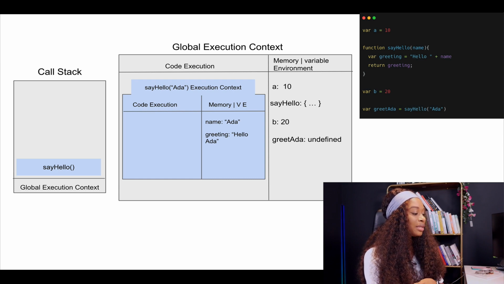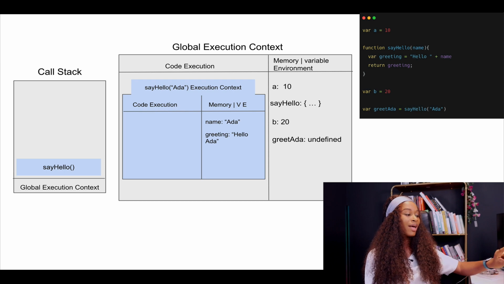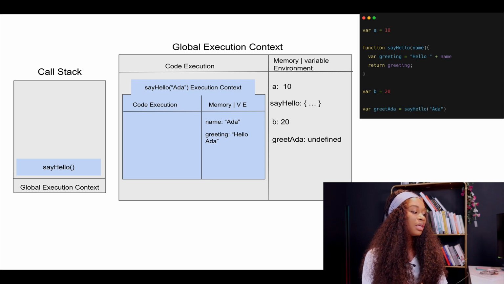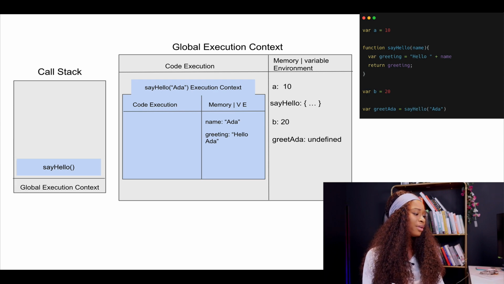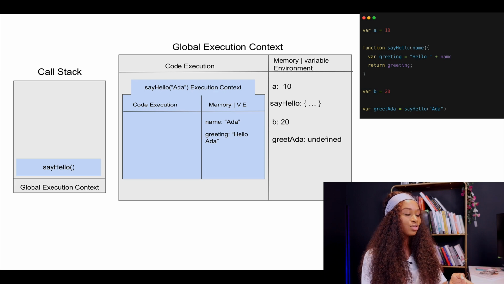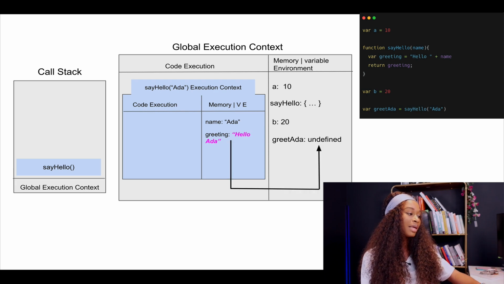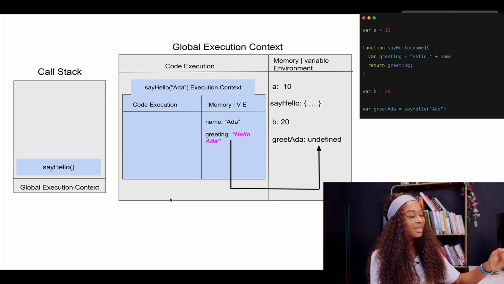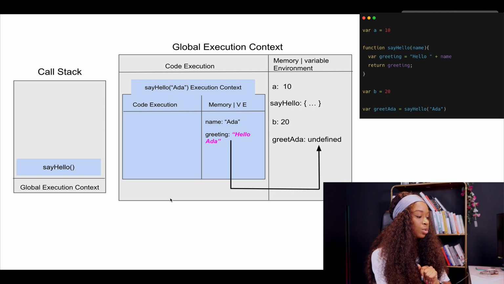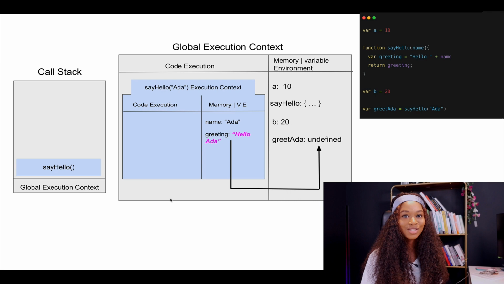On the next line we have return greeting. The value that the variable greeting holds is then returned out of the function, and that's just the string hello adder. So the string is returned out of the function, meaning that is the end of that function. That function is done, so the thread of execution leaves that function. It goes back to the global execution context and assigns that value to the variable greet adder.